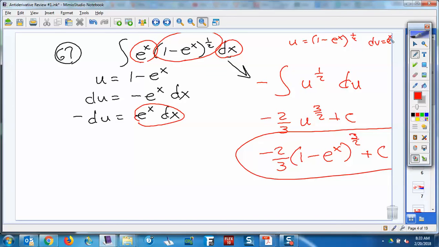Think about that. If you let that be the u, for the du you'd have to bring down the 1/2. You'd have 1 minus e to the x to the negative 1/2. Then you'd have to kick out a negative e to the x. That would be your du. And in your integration by parts, you're going to do v du, and your v is going to be e to the x. I mean, that would be awful.